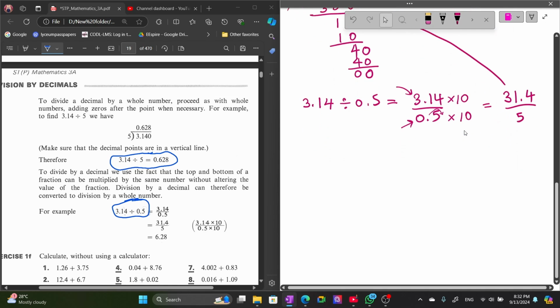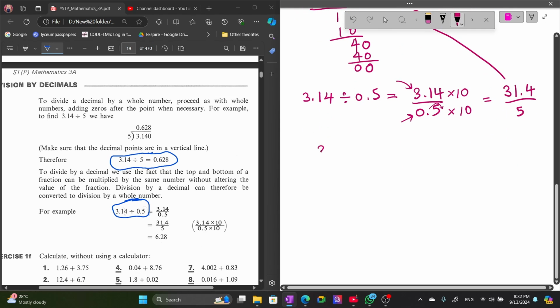So now we can apply the long division easily. 31.4 divided by 5. First, always remember to put the decimal point aligned here. And we check for 3, there's nothing. 30, we get 6 fives. So 5 times 6 is 30. Subtract, we get 1. We need not put a decimal point here. Now 14. We take this 4 to the bottom.